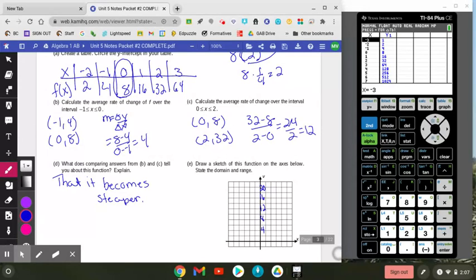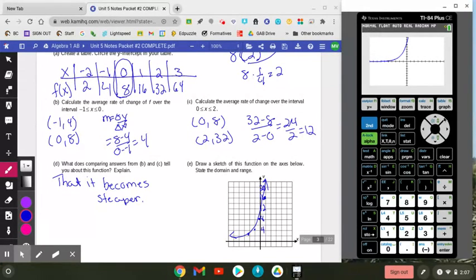So -2 is 2. -1 is 4. 0 is 8. 1 is 16. And that's all I can fit on my graph. But you will see that our curve, and this is a curve, we do not use dot-to-dot lines, looks very much like that. And on our calculator, if we hit graph, we can see that it also looks like that.